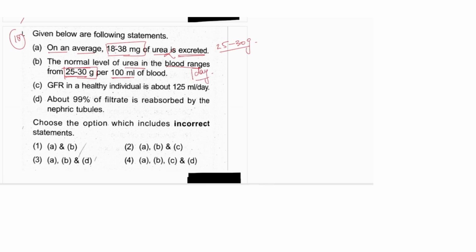And the GFR in a healthy individual is 125 ml per minute. Okay, it was per minute. They are making us confused. And 99% of the filtrate is reabsorbed by the nephric tubule. That is absolutely correct. So only the one is correct. The remaining three have wrong statements because of a few words. Here the day should not be there. Here they have given per 100 ml of the blood, even though it should be per day, and the mg should be 25 to 30 gram of urea, as we have seen. So A, B, C all three given in the second option are incorrect.